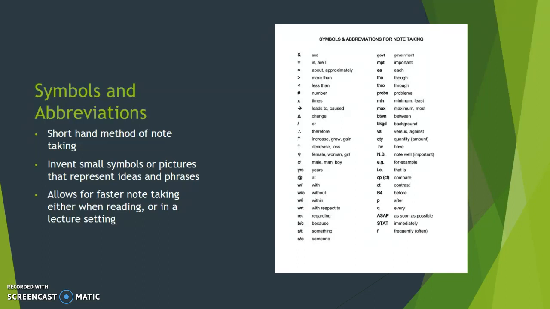So such an example would be like drawing a picture of a clock in the margin of a story when the author makes a reference to time passing, or choosing a symbol to represent an overarching theme. It can also help you make a connection within a text, like using, I don't know, a hammer to represent oppression, or a sailboat to represent a character's emotional journey. So it allows for faster note-taking, either when reading or in a lecture setting, and it also allows for more personal creativity, so you can apply it to your own uses.